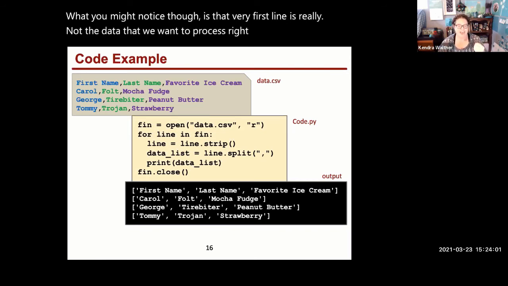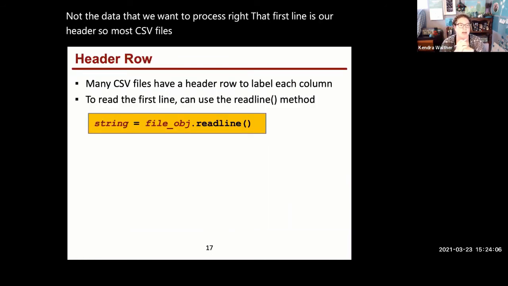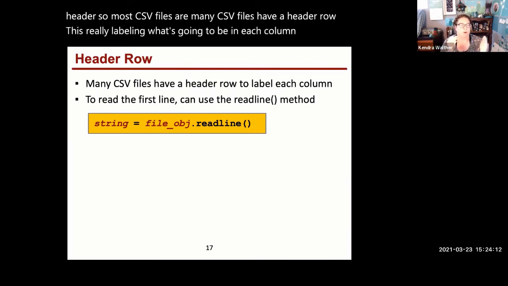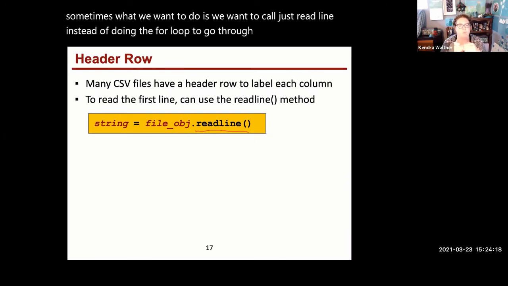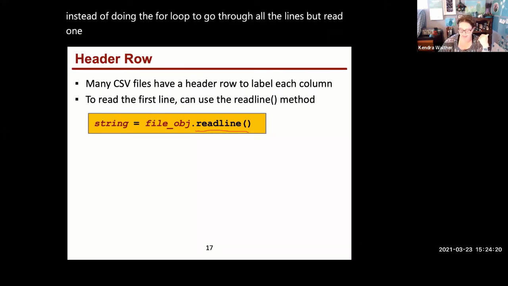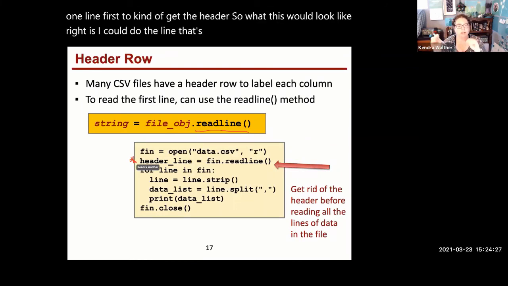That first line is our header. So most CSV files, or many CSV files, have a header row that's really labeling what's going to be in each column. So sometimes what we want to do is call just readline instead of doing the for loop to go through all the lines, but read one line first to get the header. So what this would look like is the starred line is read one line, put that into header line.